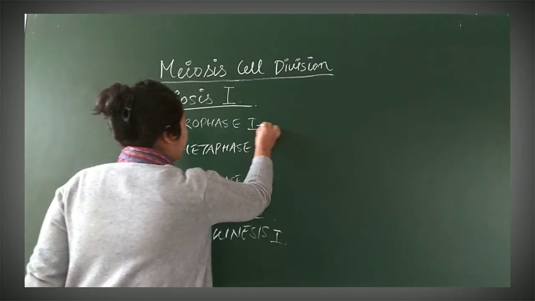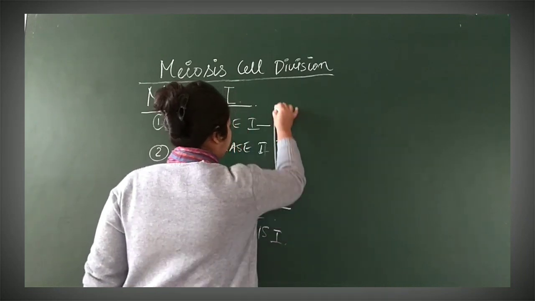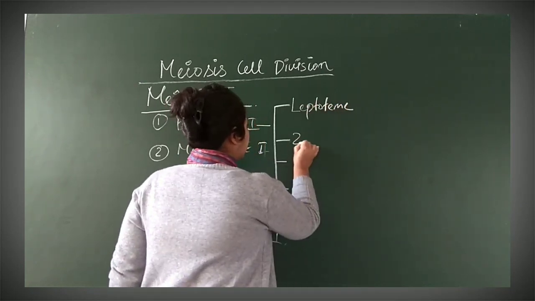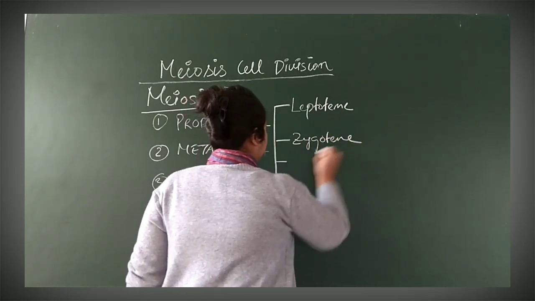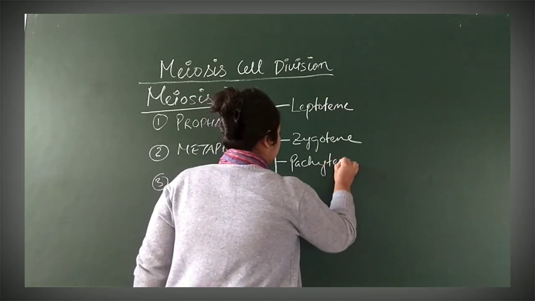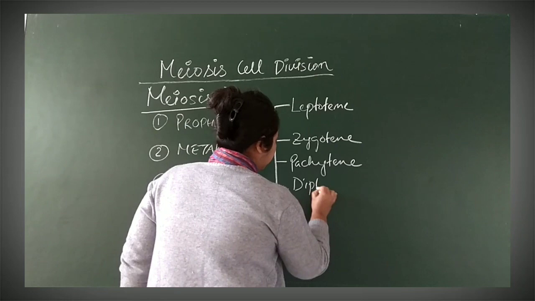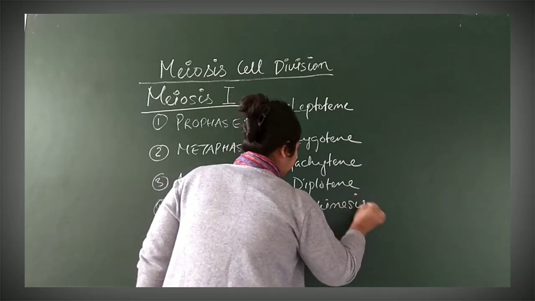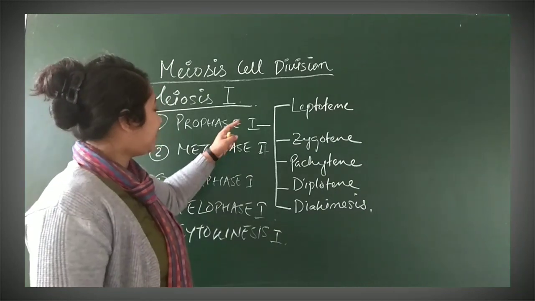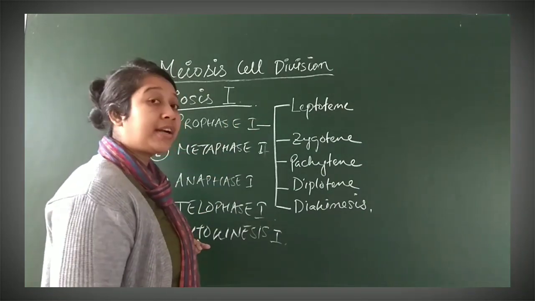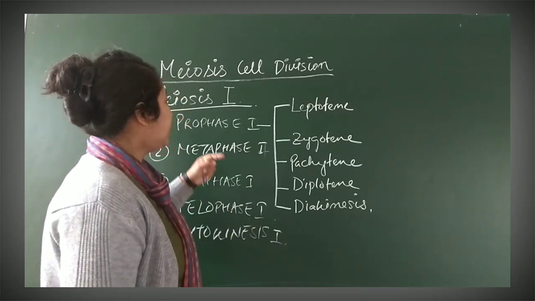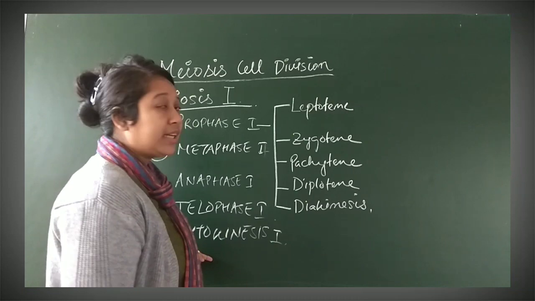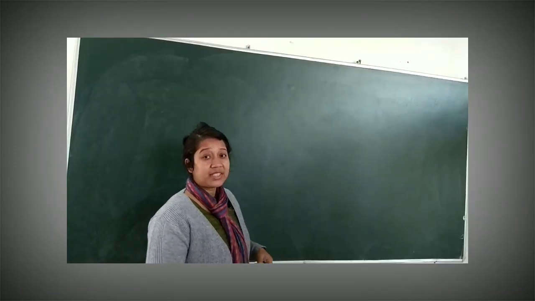Again, prophase 1 is divided into 5 phases. Those phases are leptotene, zygotene, pachytene, diplotene, and diakinesis. So in total, in meiosis 1, there are 5, 6, 7, 8, 9, there are 9 stages, which we have to study first. And meiosis 2 is a different phase. So let's discuss the meiosis 1 division first. Now let's discuss the different stages in meiosis 1.